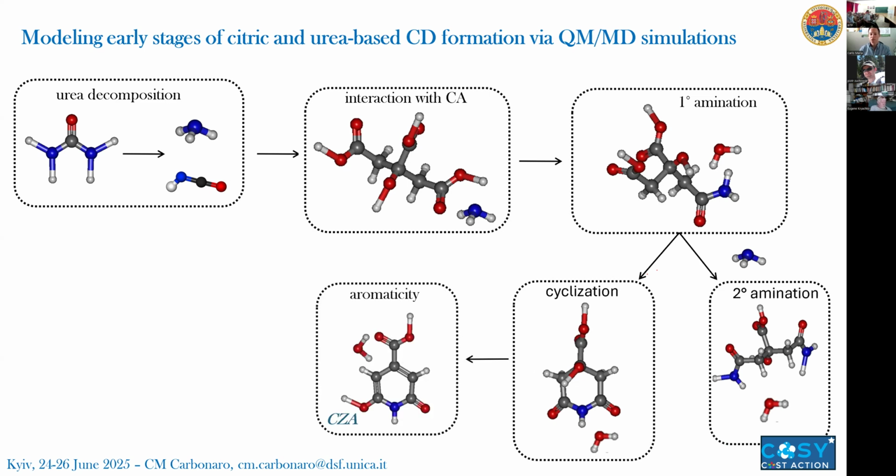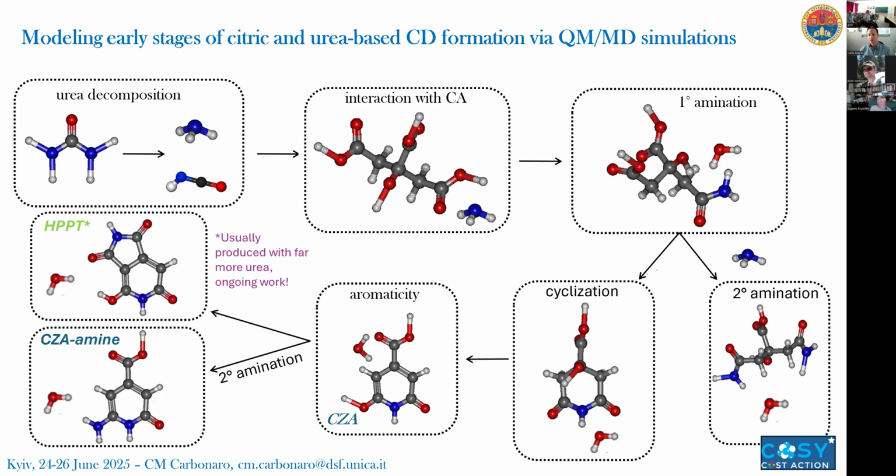And then after the cyclization, there could be the aromatization of our system, which gives the citrazinic acid, in this case I'm showing you. And after the aromatization, there could be a second amination of the system, giving another molecule which is also emitting in the blue, like the citrazinic acid amine, or the formation of a second aromatic ring, to give the HPPT molecules, which is usually produced with a very high amount of urea. We are still working on that because we are working on systems produced by different amounts of citric acid and urea.